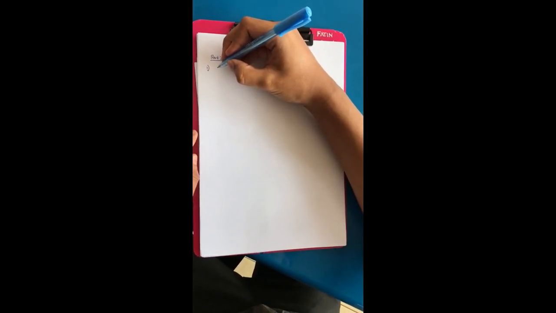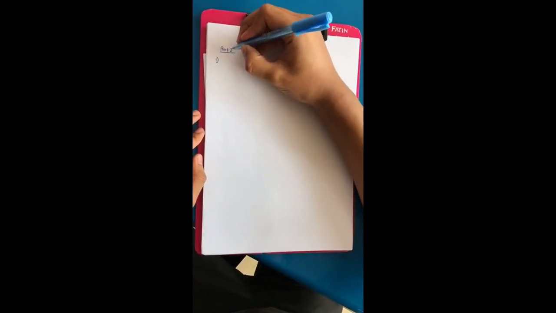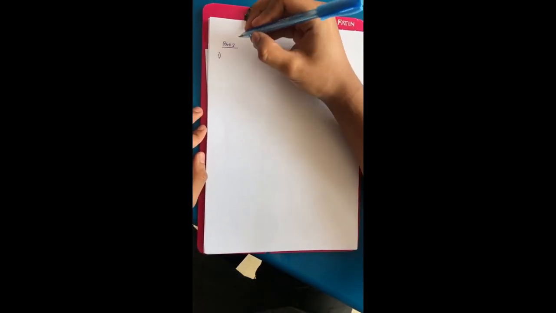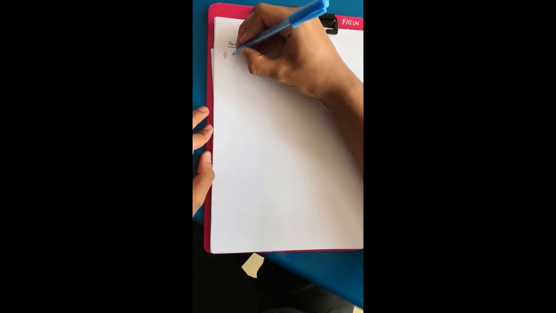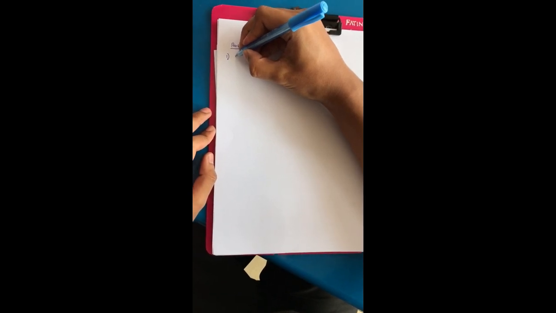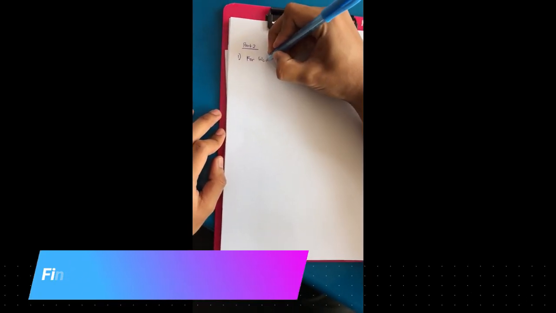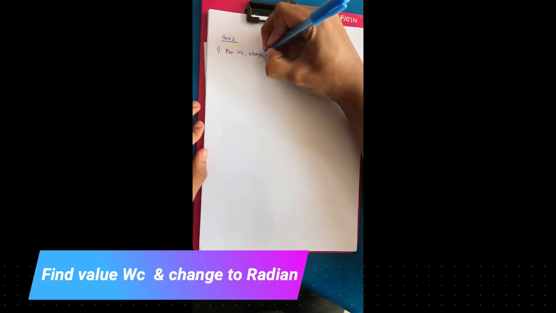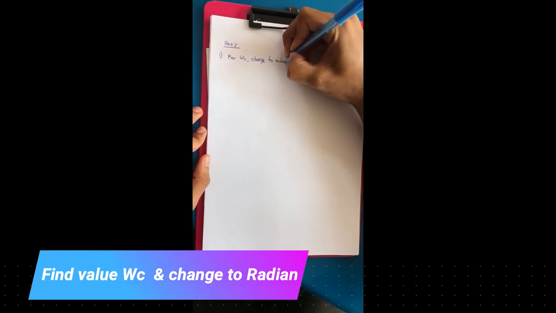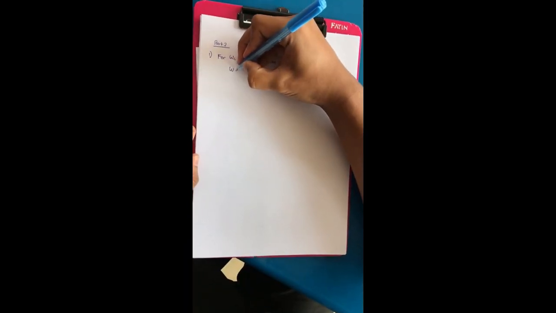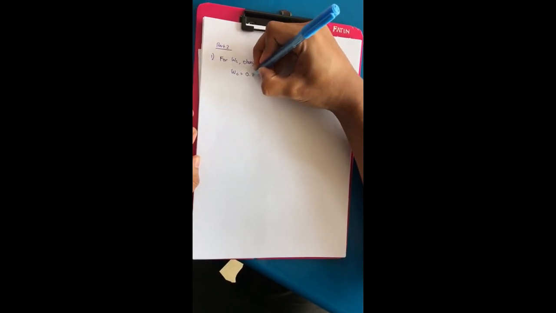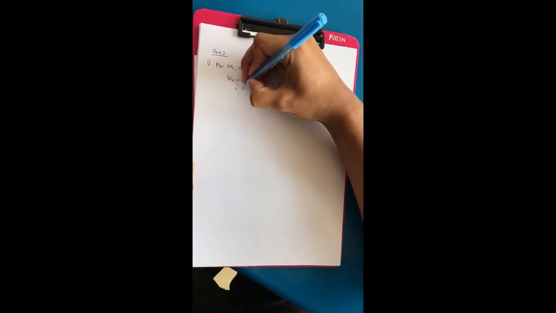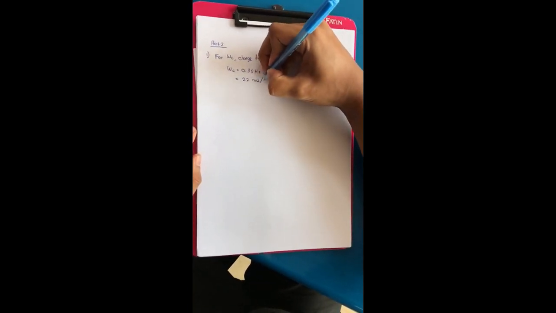Assalamualaikum warahmatullahi wabarakatuh. My name is Arif bin Ashar. And then we will continue to part 2, and the first step in part 2 is to find the value of omega C. For omega C, we need to change to radians. Omega C is 0.35 Hz times 2π, equal to 2.2 radians per second.